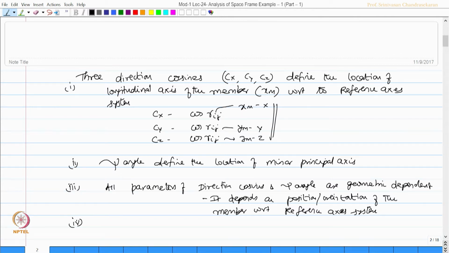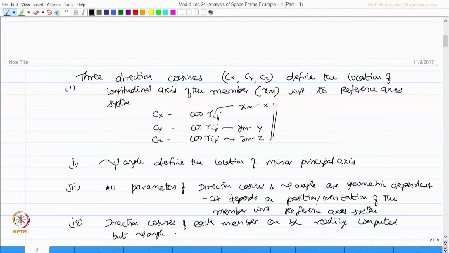Further, to make a very interesting statement, direction cosines of each member can be readily computed, but the psi angle needs to be carefully estimated.